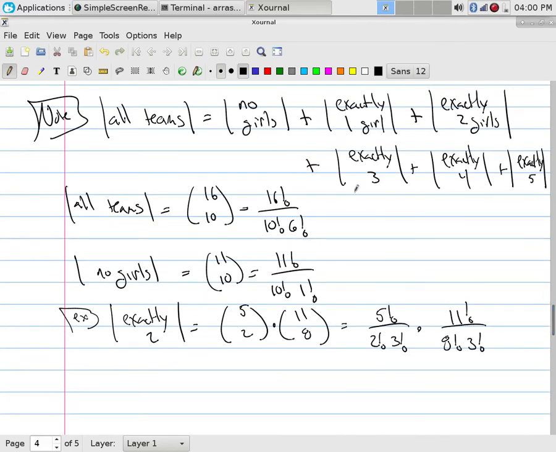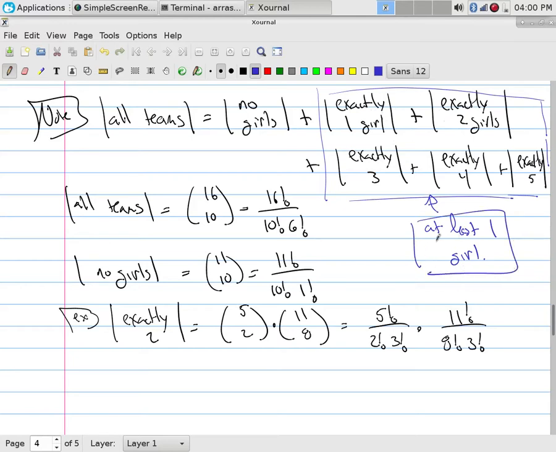But seeing this particular form, we could actually ask some different questions. We could say, the exactly 1, 2, 3, 4, and 5, this entire group could be called, for example, at least 1 girl. So if I add up these 5 things, that would be the same thing as asking, how many teams have at least 1 girl? But on the other hand, because this is an equality, I could find these 5, which take a little bit of work, but I could just simply move this across as a subtraction, and it would solve the same problem.